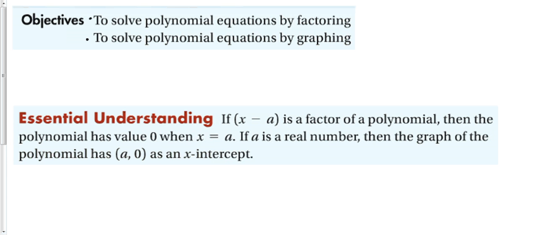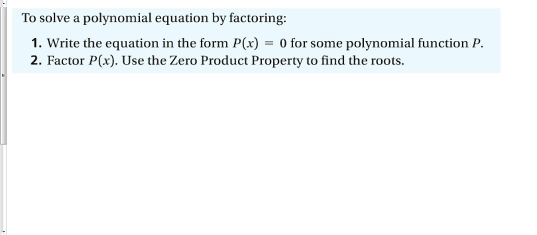If you remember back to that chart in 5-2, factors, roots, solutions, intercepts, and zeros all mean the same thing. So if x minus a is a factor, a is a 0, a is a root, and a is an x-intercept. So you can get all that by factoring the polynomial. That leads us to how to solve polynomial equations by factoring.